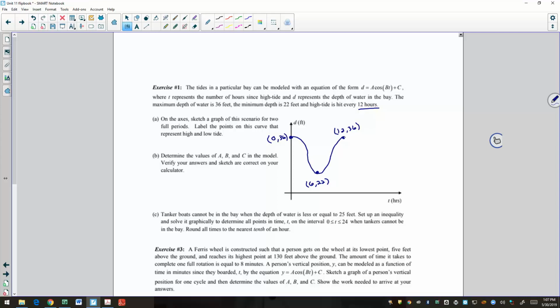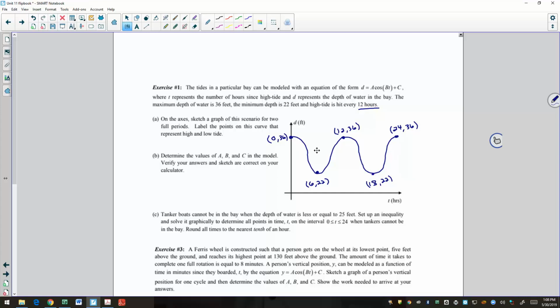And if I do it within one day, so 24 hours, I'm going to see one more complete cycle. So I will end at 24 hours with a max depth of 36, and halfway between 12 and 24 is 18, so that would be (18, 22). So that was it for part A. They just wanted us to sketch the scenario of what was happening, and I did within 24 hours two full periods. So part B is to determine the equation of this graph, which means you need to find the amplitude, the frequency, and if there was a vertical shift.